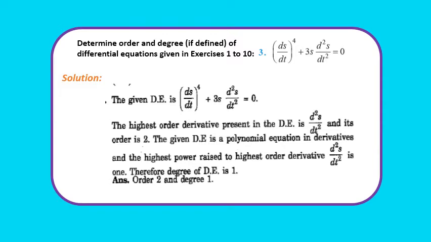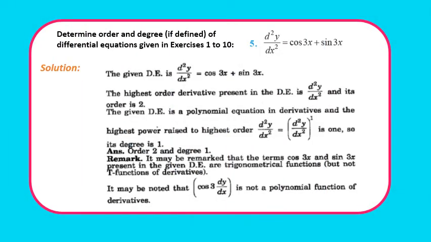And it is a polynomial equation. There is no trigonometric, there is no exponential, nothing. It is a polynomial, okay. So its degree will be defined. The degree is the power of the highest order derivative, and the highest order derivative is what? d²s/dt², and its power is 1. So the degree of the given differential equation will be equal to 1. Clear? So pause and note down the solution.